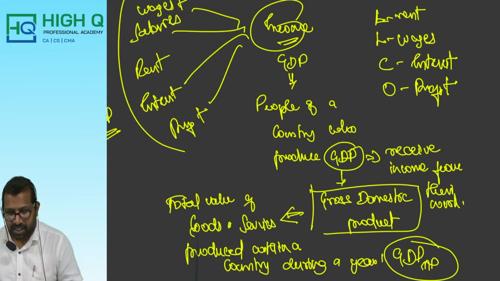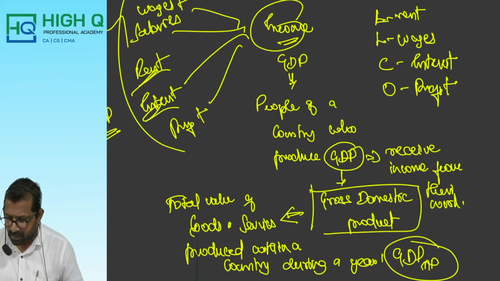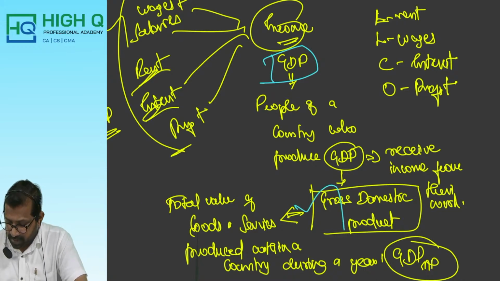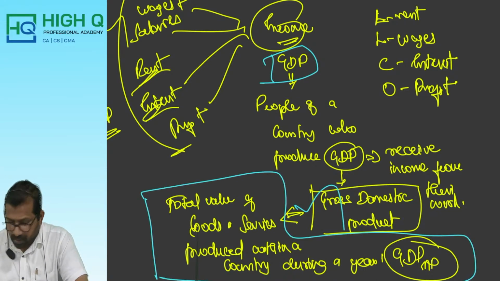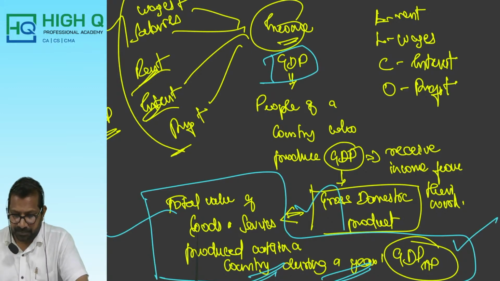The 4 important aspects to discuss on income method: one is wages and salaries, which is nothing but compensation of employees. The next one is rent. Third one is interest. Fourth one is profit. So what is the exact meaning of gross domestic product? Goods and services produced within a country during a year, especially gross domestic product at market prices.